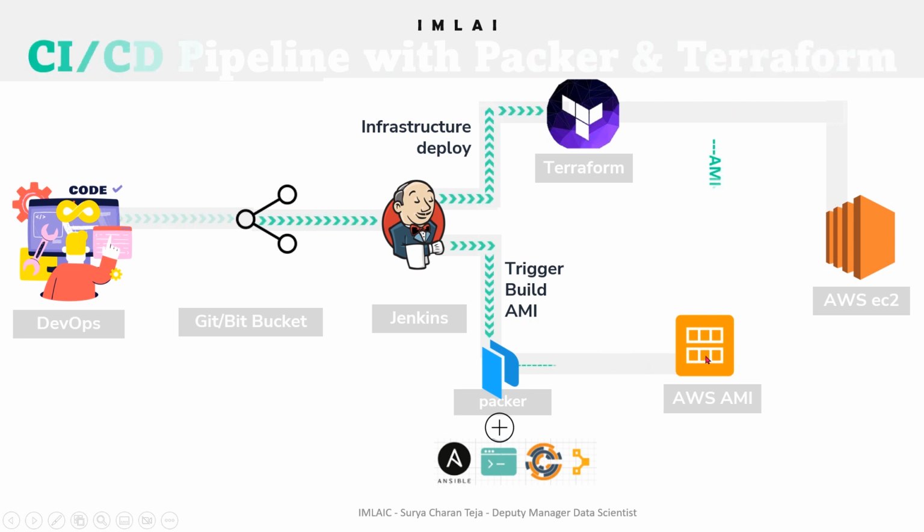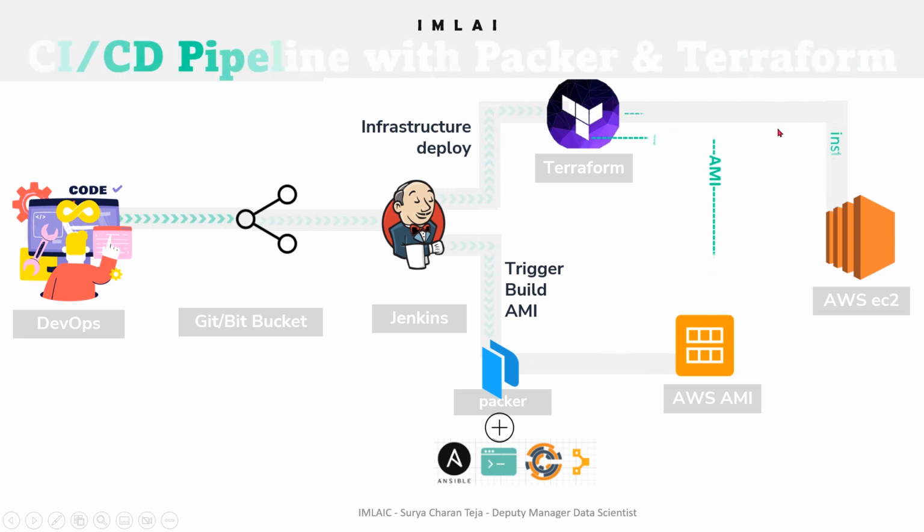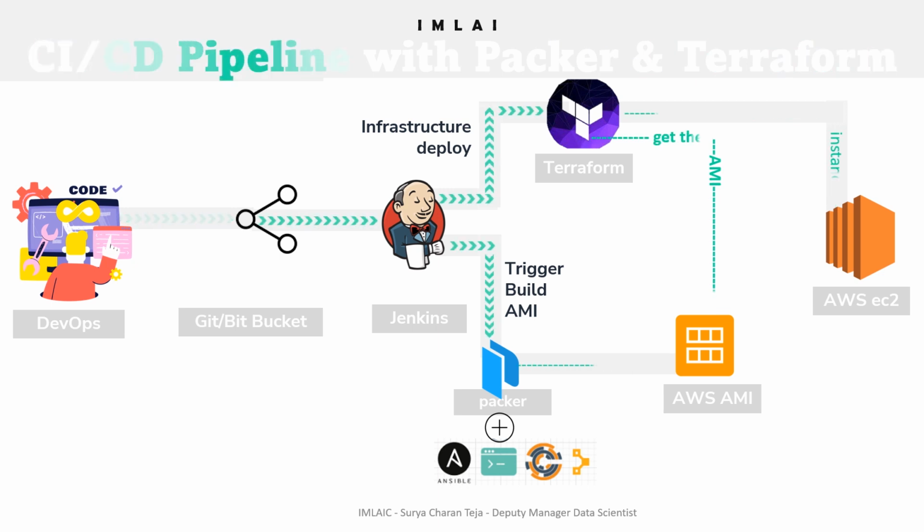Now this image will be taken by Terraform, and Terraform gets this new updated AMI, and it will spin up the new instance. This is how it works.